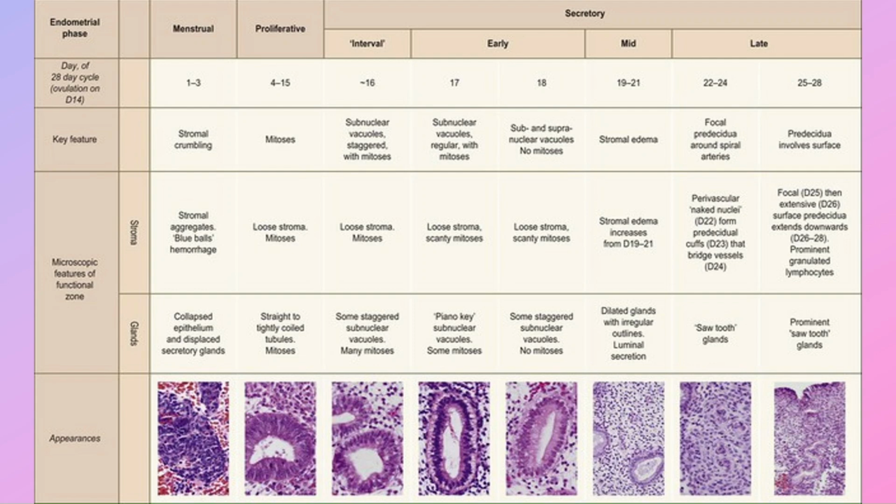In the late secretory phase from day 22 to 24, the key feature is focal predecidual changes around the spiral arteries. The glands' appearance is sawtooth like. In the late secretory phase from day 25 to 28, the key feature is predecidual changes involving the surface. First it is focal, then it is extensive, and the glands show a prominent sawtooth appearance.